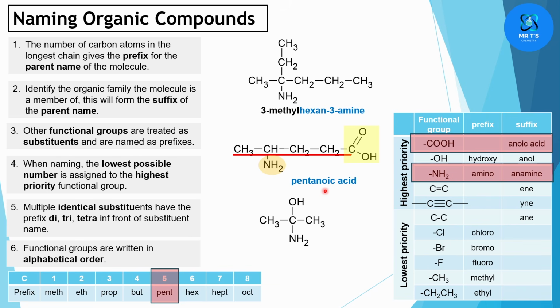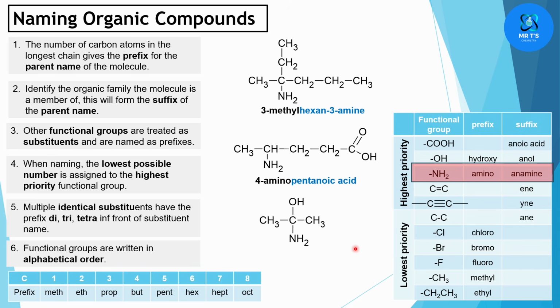So we're going to name this pentanoic acid because remember, the carboxylic acid has the higher priority. And then we're going to number 1, 2, 3, and we're going to name the amine functional group using the prefix, right? So it's going to be 4-amino pentanoic acid.